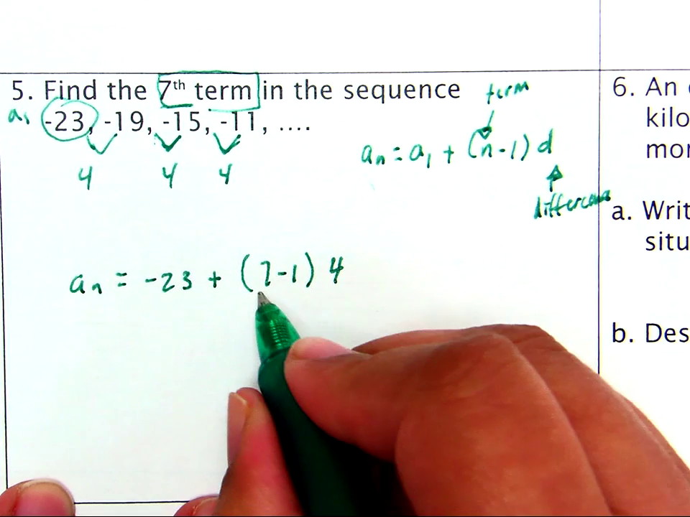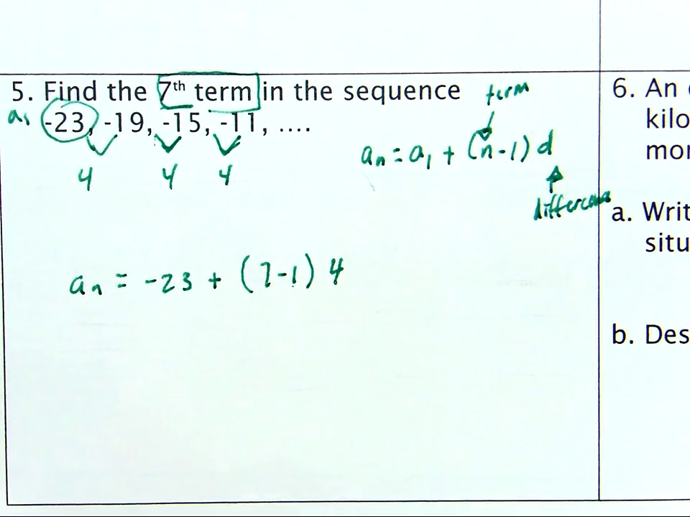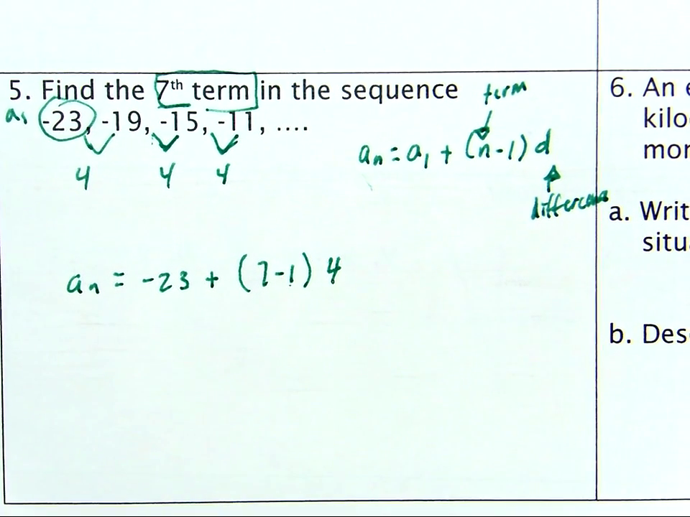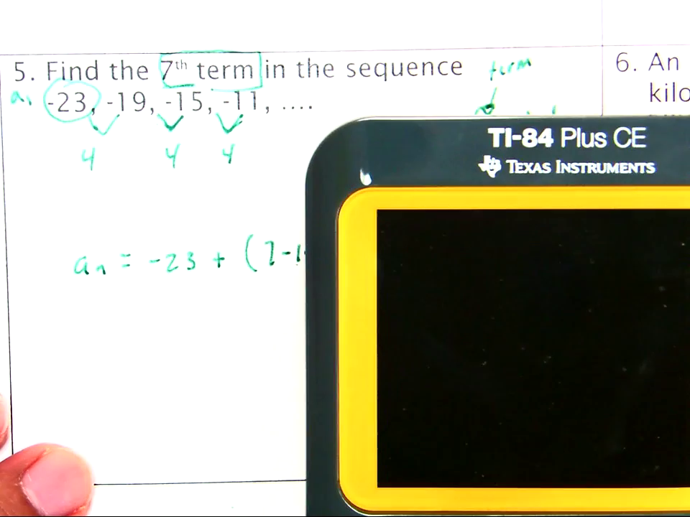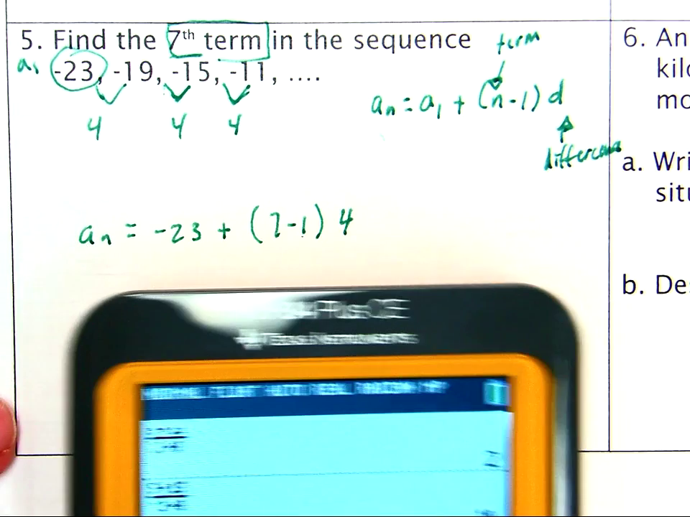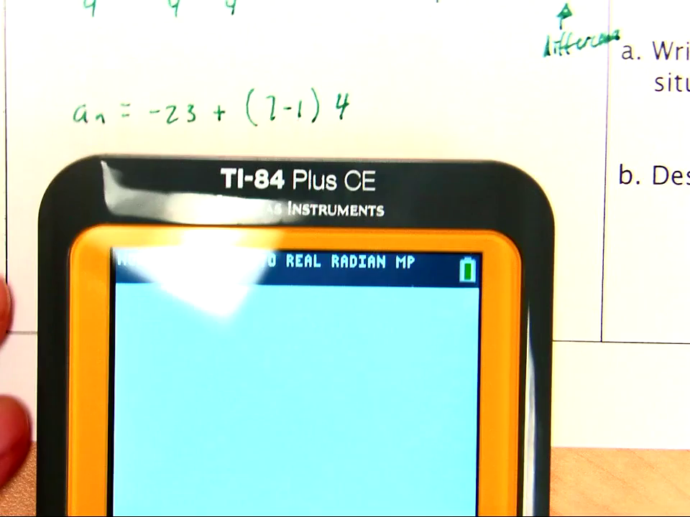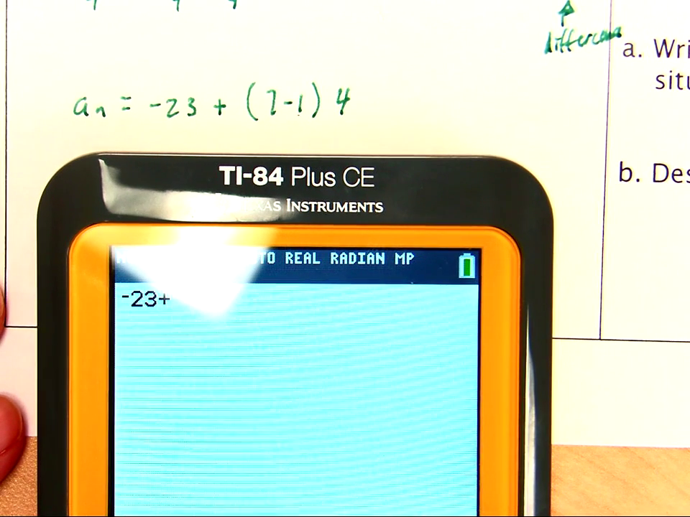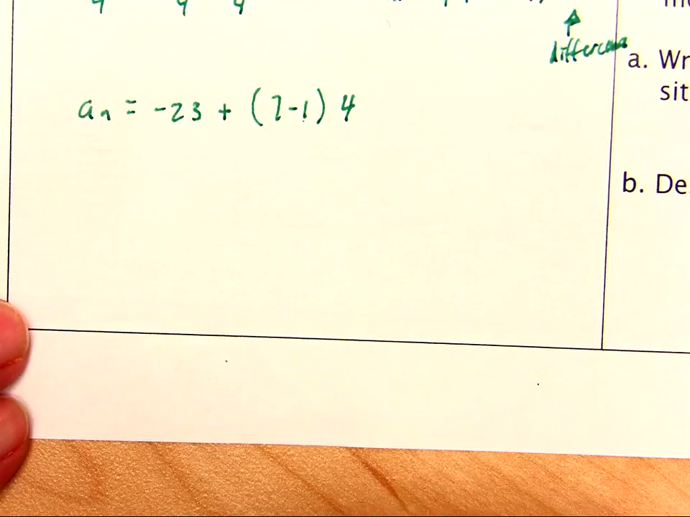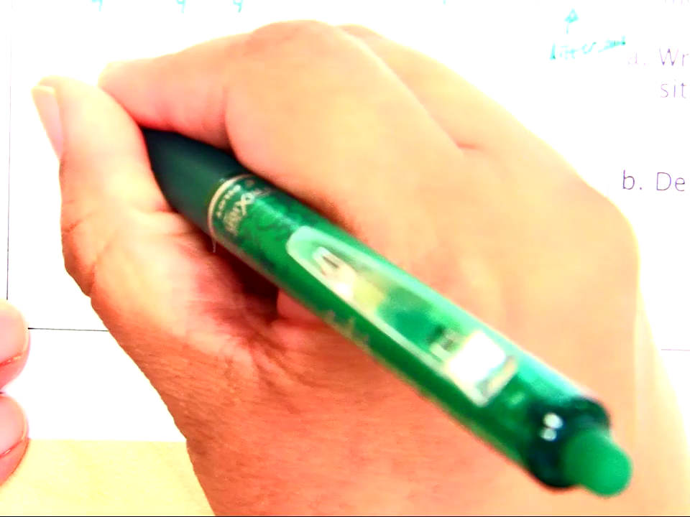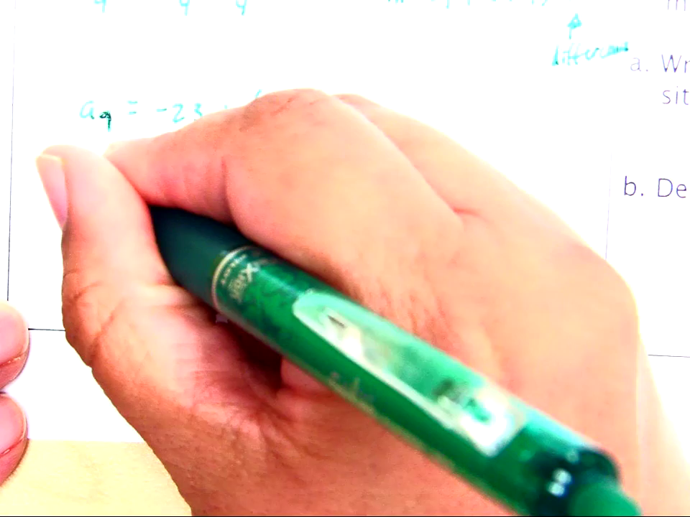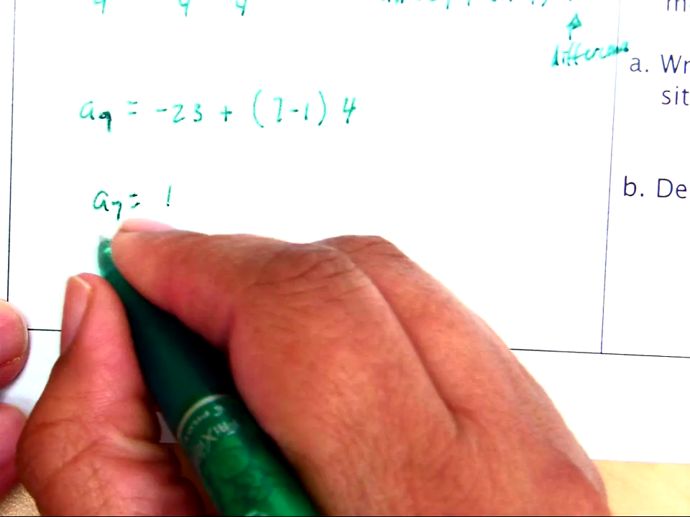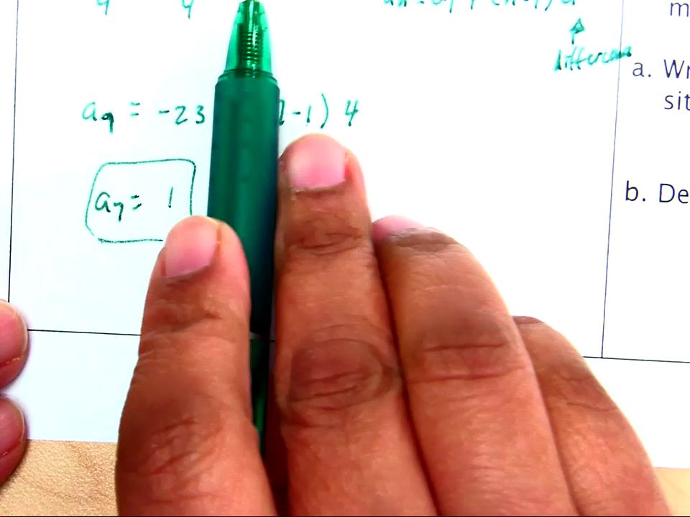So what's 6 minus 1? Actually, let's just do this directly in the calculator, because you guys seem to mess up on your PEMDAS. So negative 23 plus 7 minus 1 times 4. So a to the 7th would be 1. And if you actually continued this, you would get 1.